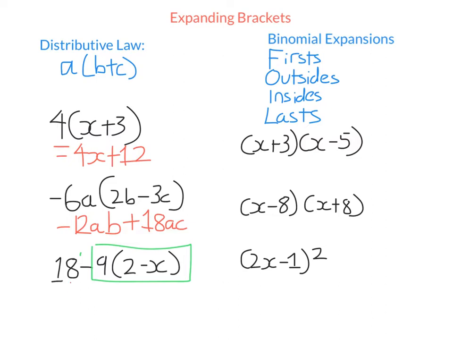So if I leave the 18 alone and expand the brackets, minus 9 times 2, minus 9 times minus x, negative times a negative is a positive, 18 minus 18, they cancel out. That equals 0. I'm just left with 9x as my final answer.